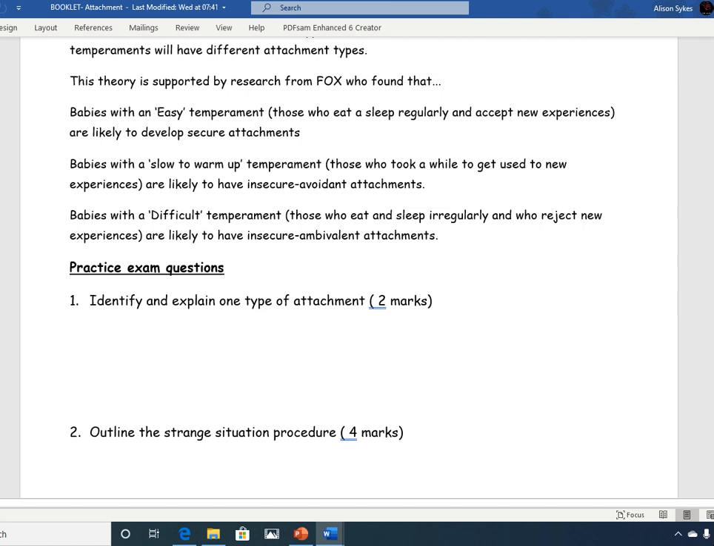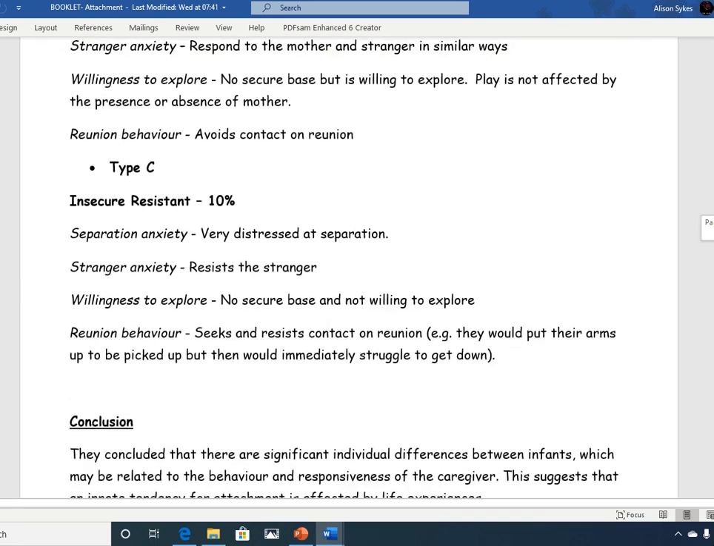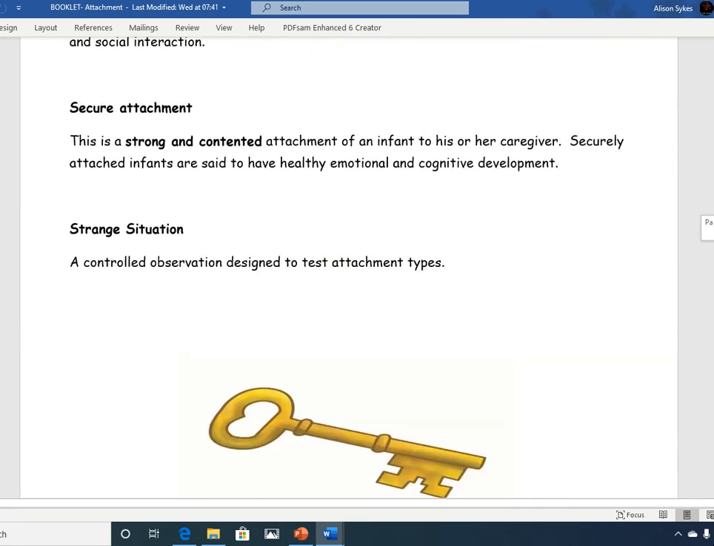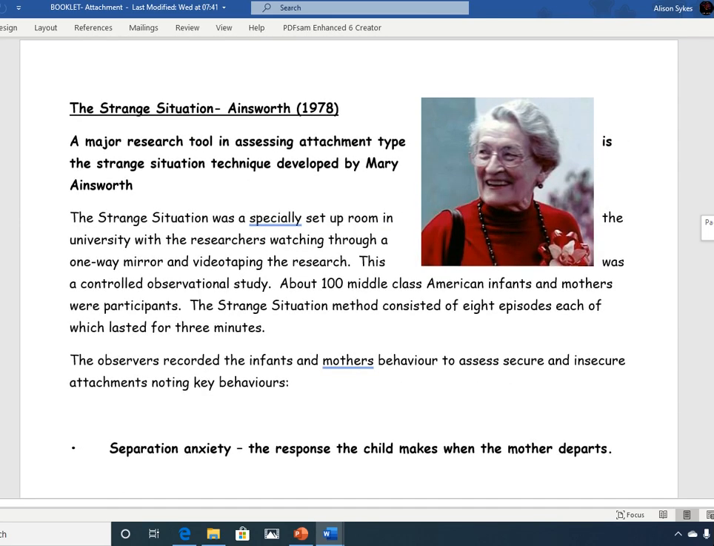Okay, so if we look at the next one, which is 4 marks, outline the strange situation procedure. Notice it's only the procedure, so you don't have to say what they found. So you say what they did. So in that, you would need to talk about the research method used, and for this, you would need to go through as many of the steps that I'm going to show you now as possible. Now, there is no way that you will be able to go through all of the stages of the strange situation, but you might be able to go through some of these 8 episodes.